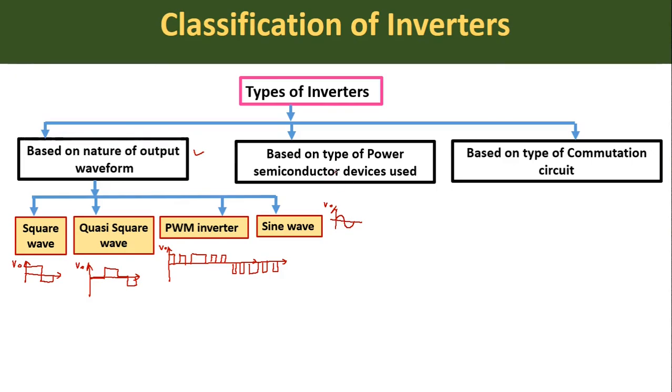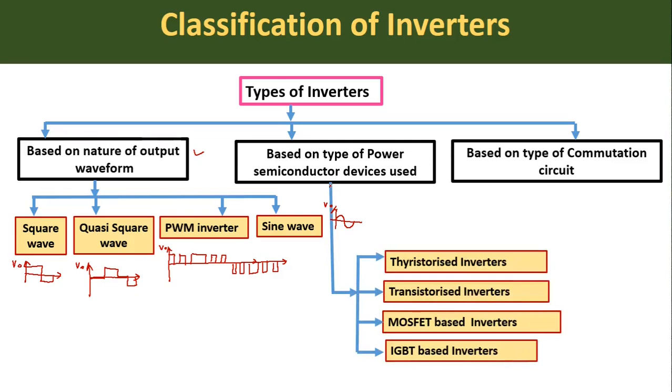Next classification is based on the type of power devices used. So based on the power devices used, there are 4 types of inverters. First one is thyristorized inverters. In these inverters, we use thyristors as switches. Second one is transistorized inverters. In the transistorized inverters, we use transistors as switches.